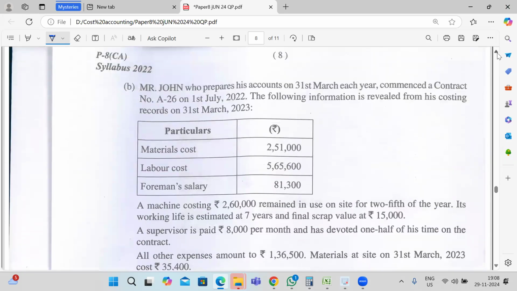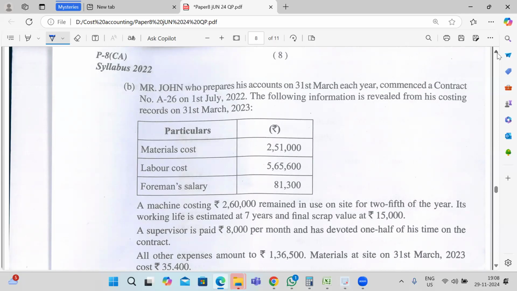So this is based on contract costing. Mr. John, who prepares his accounts on 31st March every year, commenced contract number 826 on July 2022. So they have begun this contract only in July. So we have to remember this point. Based on this July only, we have to calculate the months, that is from July to March. So the following information is revealed. Material cost, labor cost, foreman salaries, a machine costing 2,60,000 remained in use on site for 2/5 of the year.